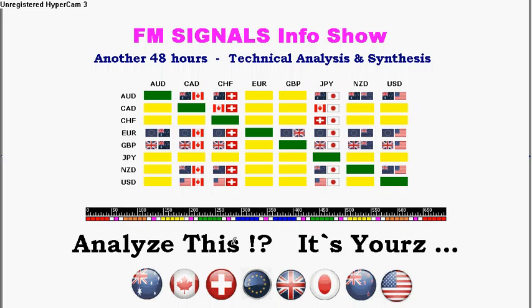I'm choosing the dollar yen. So analyze the stuff again. It's still yours. US dollar, Japanese yen.